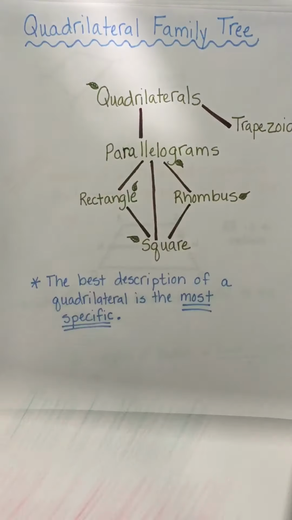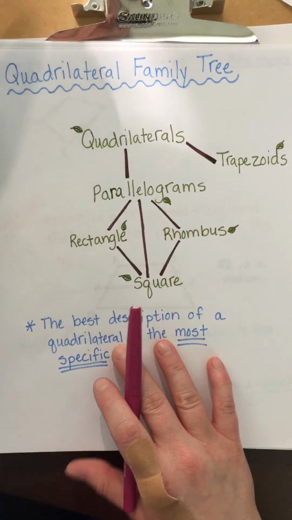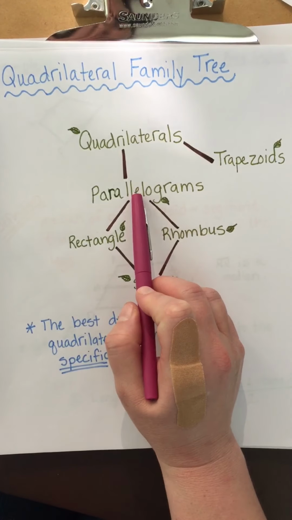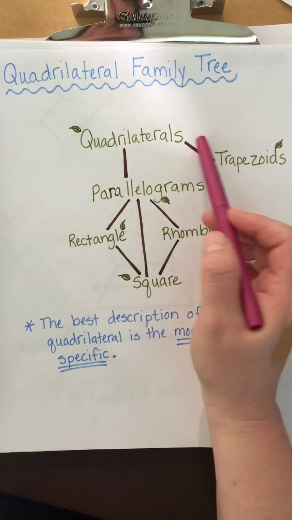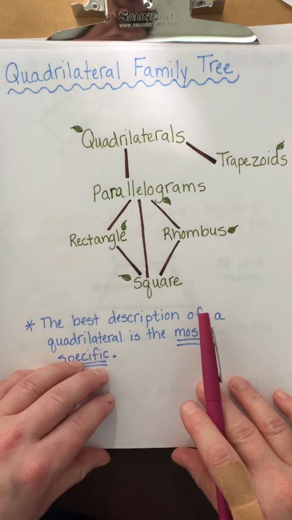So if we go back and look at our quadrilateral family tree, we could go back up here and do a little branch just for trapezoids. Because it's not a parallelogram, it is a quadrilateral. So it gets its own little branch over here, okay? We may even add more.